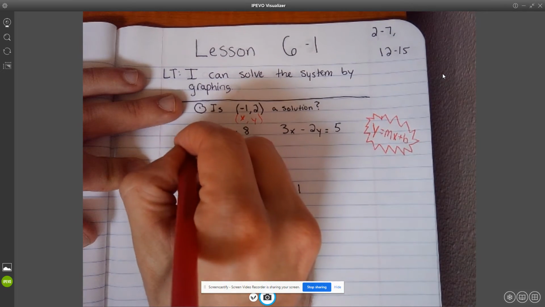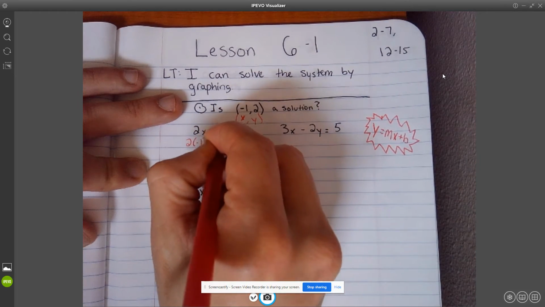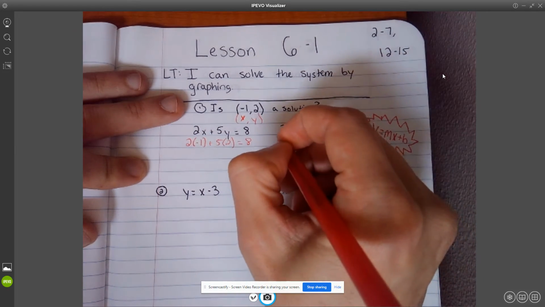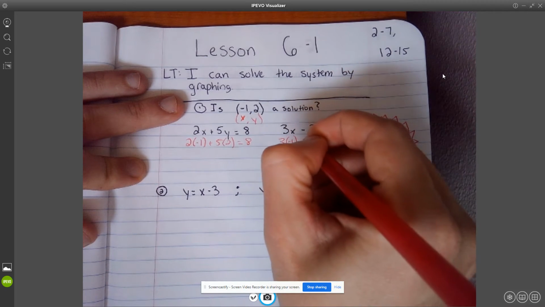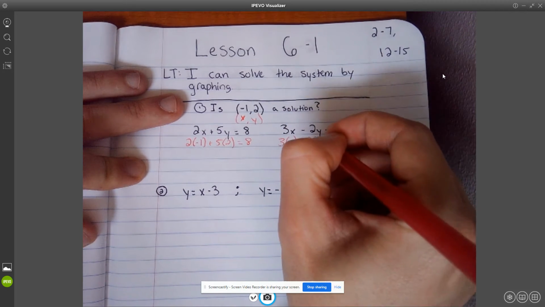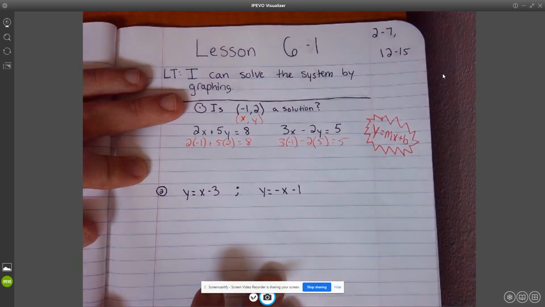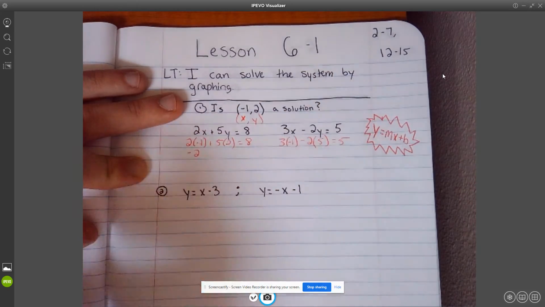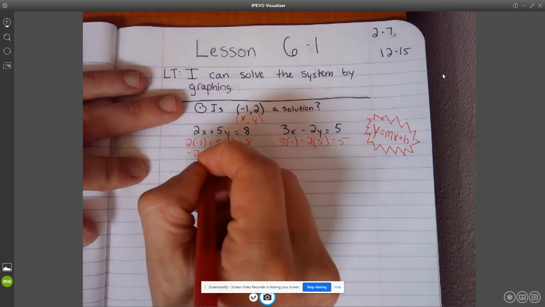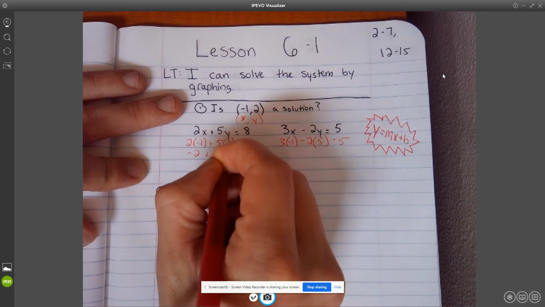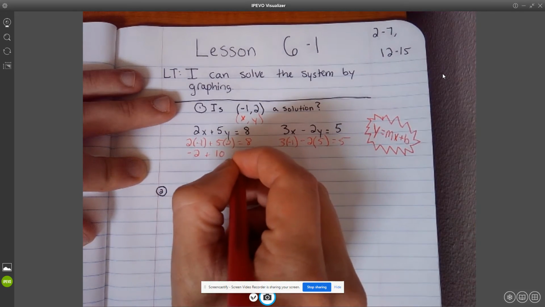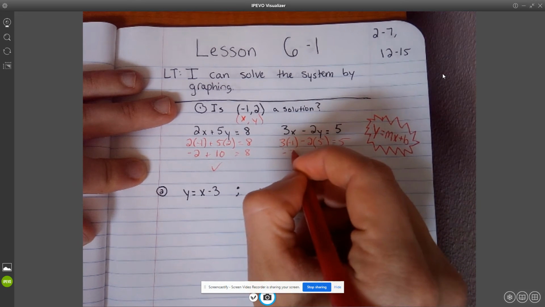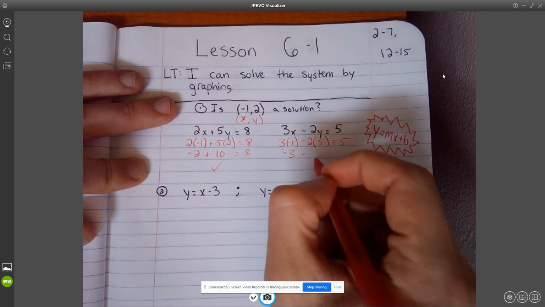So we have 2 times -1 plus 5 times 2, and we're hoping that's going to equal 8. And we got 3 times -1 minus 2 times 5, and we're hoping that's going to equal 5. Well, 2 times -1 is -2, because we have one negative, one positive. Plus 5 times 2 is 10. -2 plus 10 is equal to 8. So that does work. 3 times -1 is -3. Minus 2 times 5 is 10.